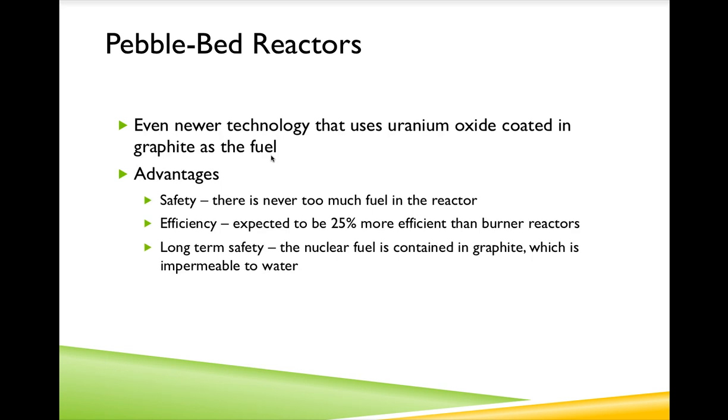And so as far as advantages, there's the safety. You can make sure that there's never too much fuel in the reactor, so you can control how many pebbles are in the reactor and prevent the reactor from overheating in that sense. Pebble bed reactors are expected to be about 25% more efficient than burner reactors, which is good news for us. We can produce more energy with them. And then as far as the long-term safety, like I mentioned, the nuclear fuel is contained in graphite, which is impermeable to water.